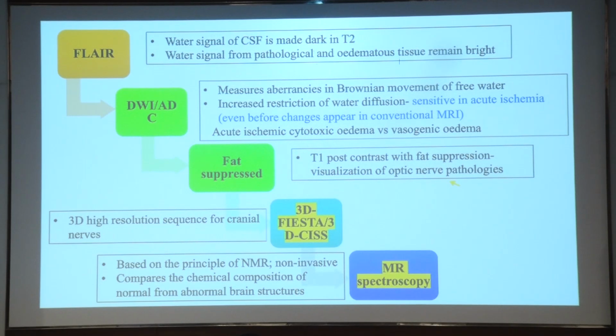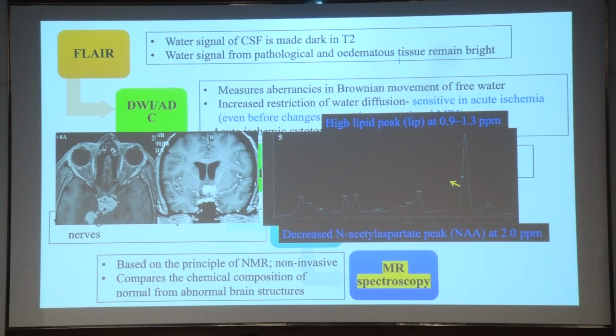Then MR spectroscopy. While MRI gives you the anatomical details, MR spectroscopy gives you the chemical composition of the brain structures. So you can differentiate between various differentials. Like in this case, the patient has a ring-like lesion, basal exudates. Now tuberculoma is confirmed because it shows a high lipid lactate peak and a low N-acetyl aspartate peak. Similarly, based on chemical composition, you can also differentiate between a glioma and a meningioma. So that's your MR spectroscopy.